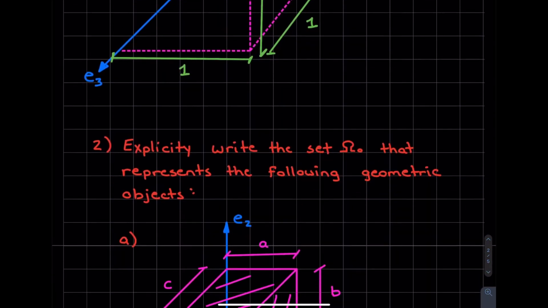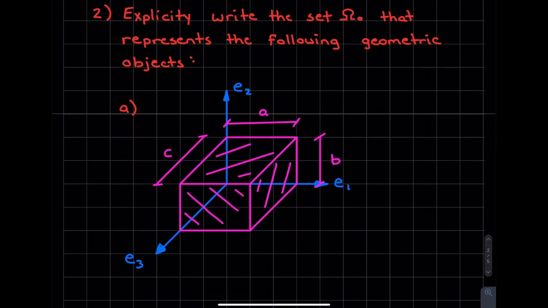Now, if we look at question 2, it says, explicitly write the set, and I guess this is omega, that represents the following geometric objects. So this is the complete opposite of before. Before we were given that omega, that set, and we were expected to sketch the geometric objects. Now it's the opposite way, where we have the sketch and we want to find out what our set is.